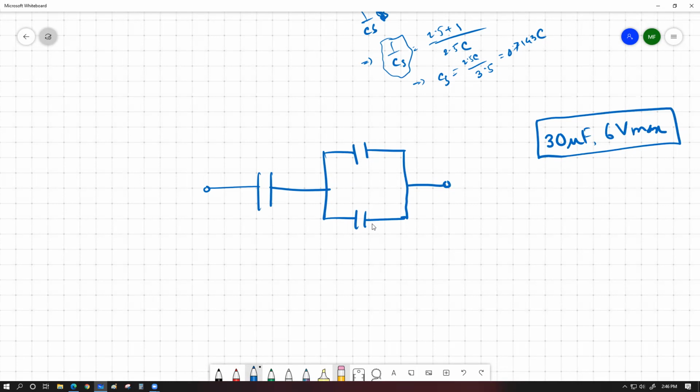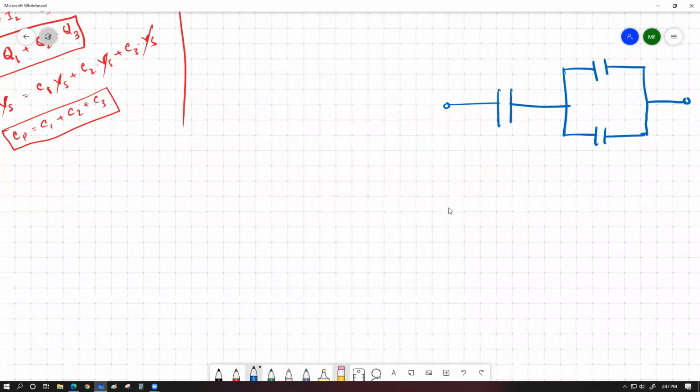What this means, sometimes they do not mention the max, they only write the 6 volts. It actually means that it is the maximum voltage. It actually means the maximum voltage that you can apply to this capacitor so that it wouldn't fail. You might wonder, what does it mean for a capacitor to fail? Let me just explain this part and then I'm going to get back to this calculation.